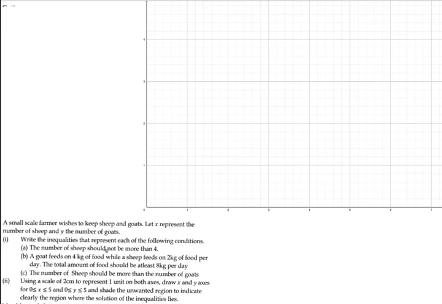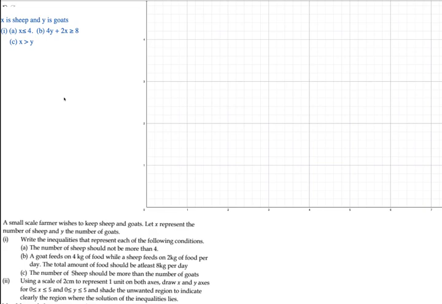Then the last part of number 1: the number of sheep should be more than the number of goats. So this means x has to be greater than y. As you can see, here are the inequalities. x less than or equal to 4, the number of sheep has to be 4 and below. Then the amount of feed, 2x plus 4y or 4y plus 2x, has to be greater than or equal to 8. And the last one, part C, sheep more than goats, so x more than y.